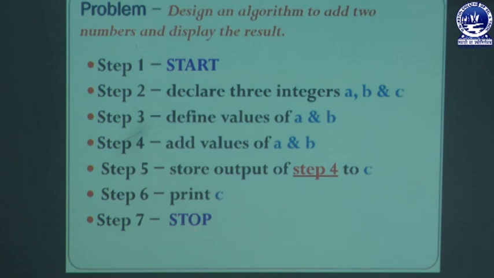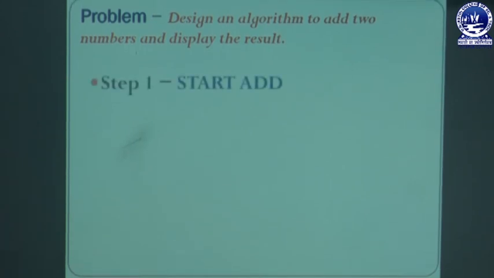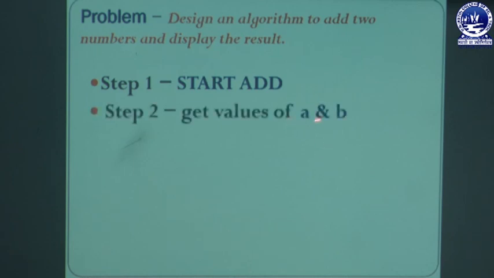We have different ways to write an algorithm. So let's see the second way. The first step is what? Start add. So here we have precisely defined that we are going to write the algorithm for the addition operation. So here we have clearly specified start add. Then the second step is get values of A and B.